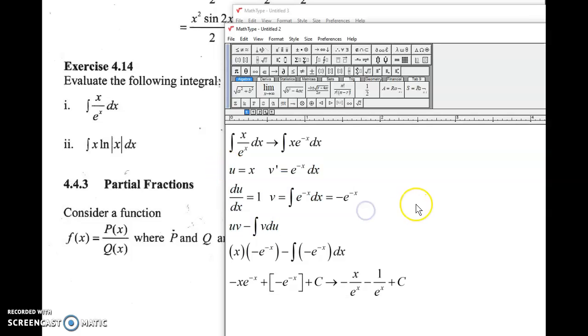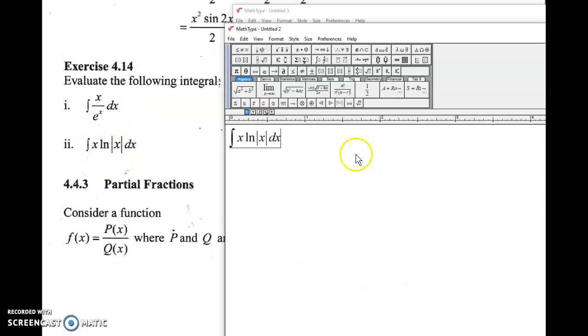Please take note of how we conduct integration by parts. Now let's look at the second one. This is the question. We have x times ln x. As usual, we'll need to determine what is u and what is v prime.